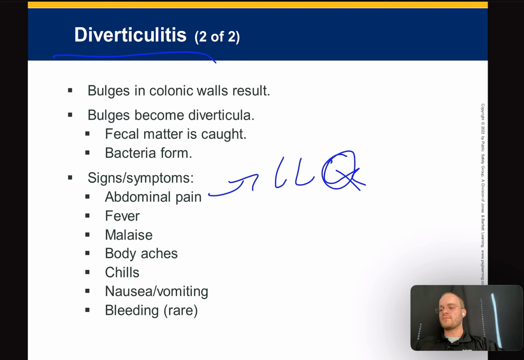Now, ulcerative colitis is part of a spectrum of irritable bowel disease. Okay, and so ulcerative colitis is inflammation of the colon really from the rectum up. What happens is it starts at the rectum, it can work its way up, but it starts at the rectum. It gets ulcers. It gets ulcers, right?